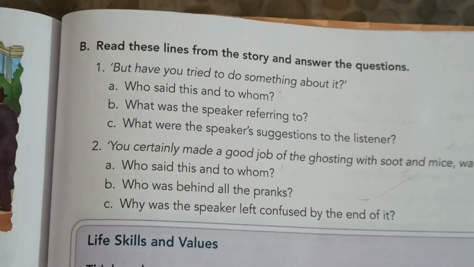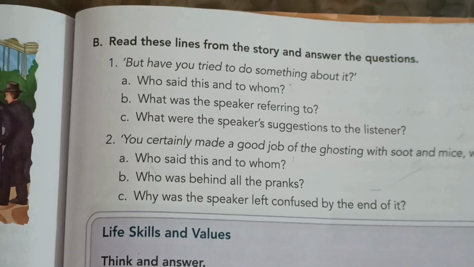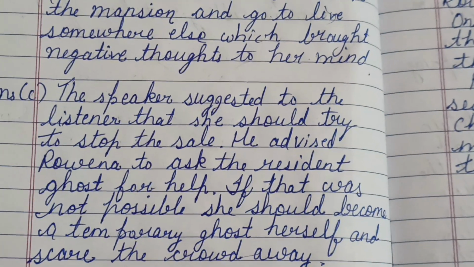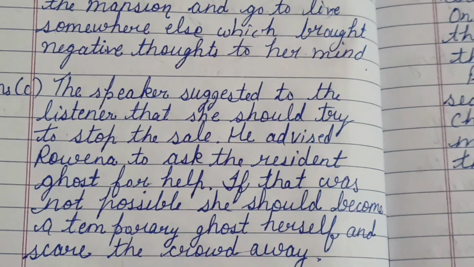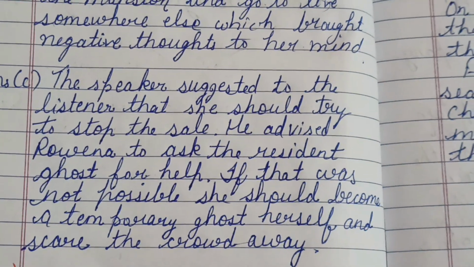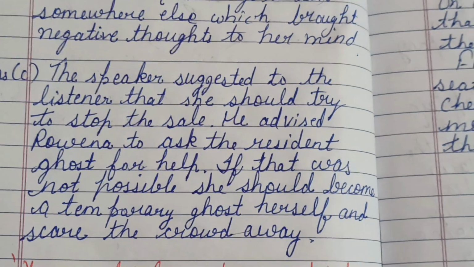C. What were the speaker's suggestions to the listener? And the answer, the speaker suggested to the listener that she should try to stop the sale. He advised Rowena to ask the resident ghost for help. If that was not possible, she should become a temporary ghost herself and scare the crowd away.